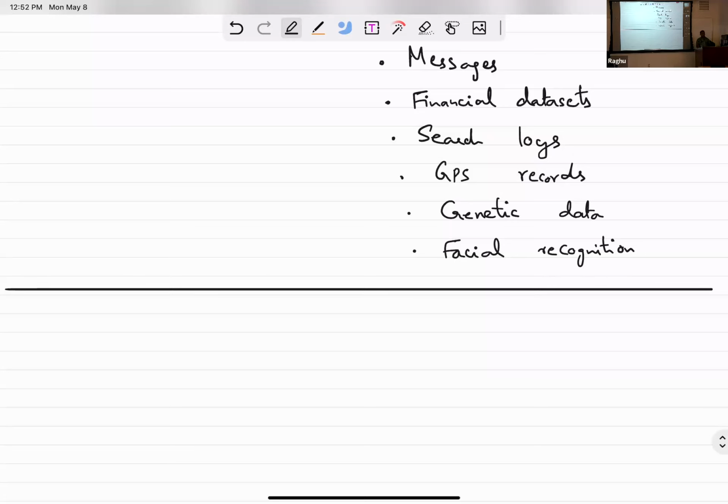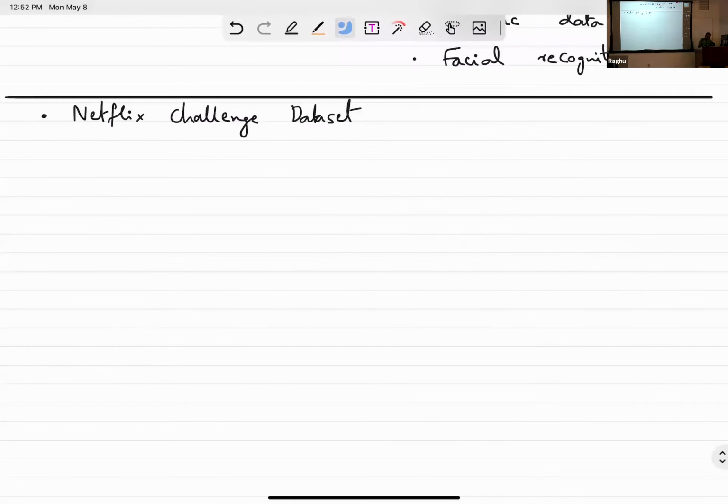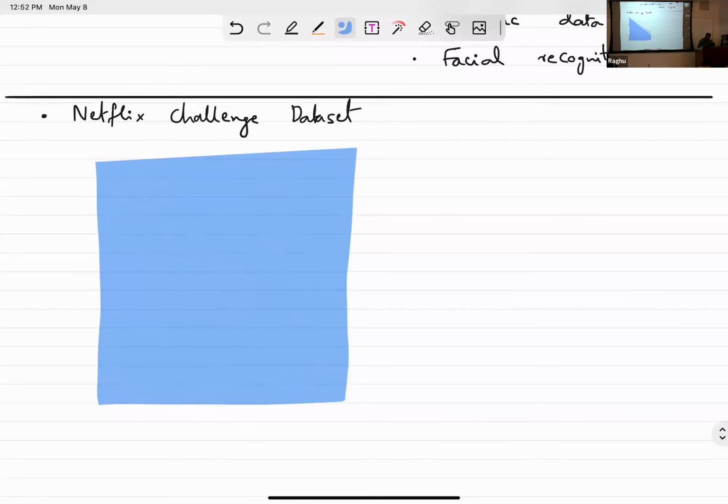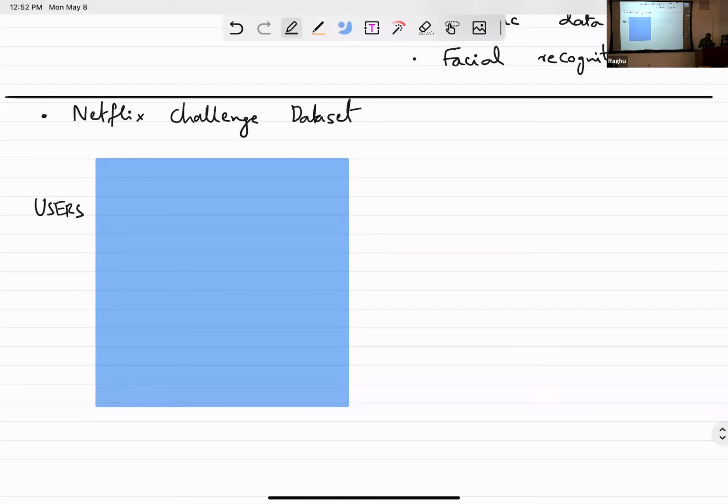We've talked about the Netflix data set several times, as an example. When Netflix released the data set, what was the data set again? You had users, movies, right? The users had no names. It was just like user one, user two, and so on.